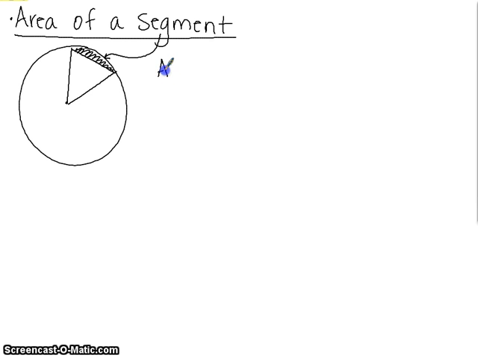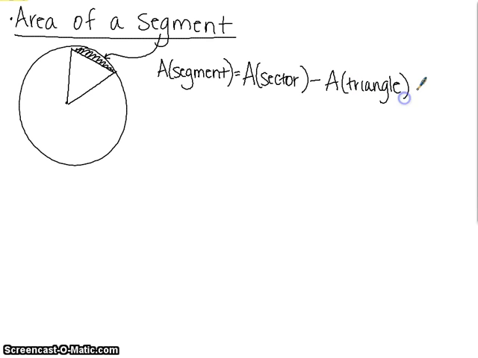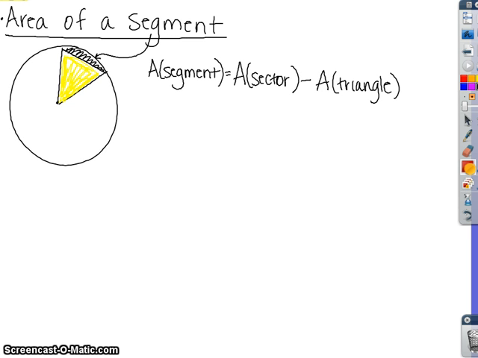So really, to figure out the area of a segment, so I'll write it like this, what we're going to do is figure out the area of the sector minus the area of the triangle. Okay, so the triangle is this part right here that I'm coloring in yellow right now. That's the triangle I'm talking about. Okay, so let me show you one quick example of this, and that should do it for today.